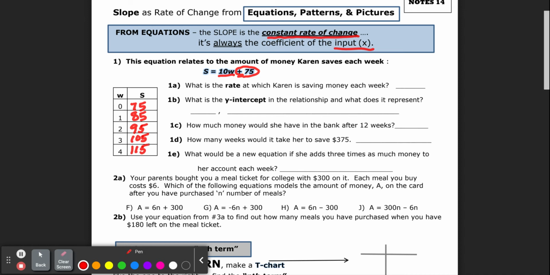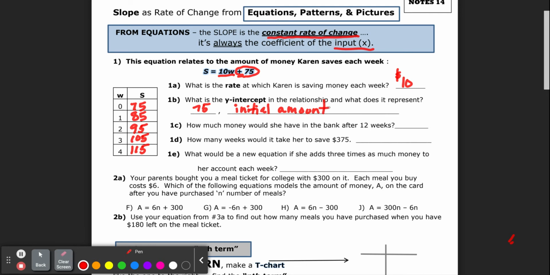So let's go see what the questions are asking us. It says, what is the rate at which Karen is saving money each week? $10. What is the y-intercept? So the y-intercept is that number that's by itself. That's 75. And what does that mean? That's her initial amount. Some babysitting money or something like that.